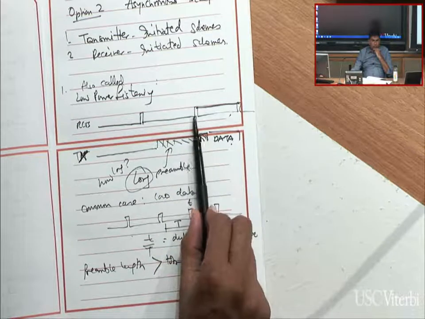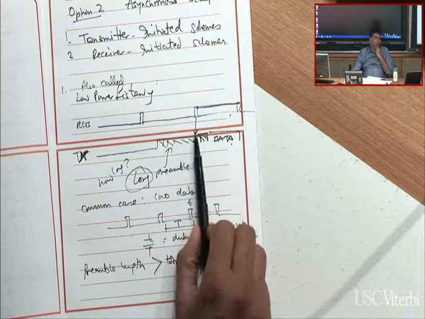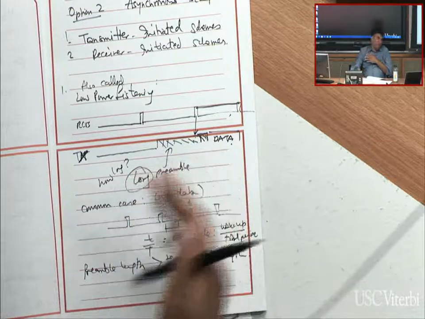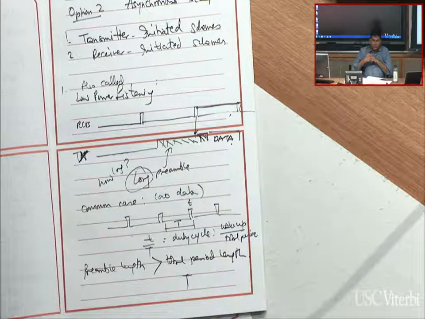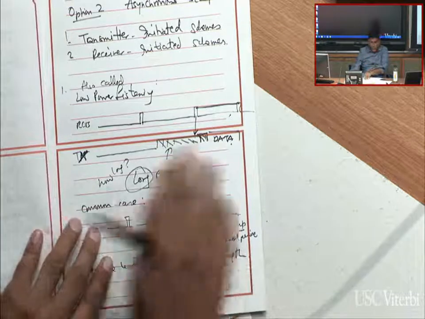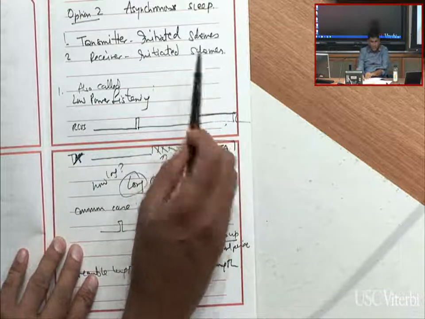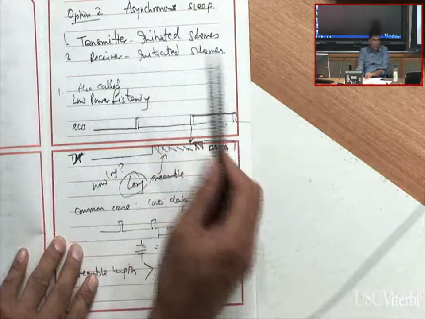You just want to make sure that it wakes up long enough to receive one of those packets while that preamble period is going on, just to reduce even the preamble energy consumption. So there are some implementations that have improved that, but the general idea is this. This is called transmitter-initiated asynchronous sleep, or asynchronous duty cycle.